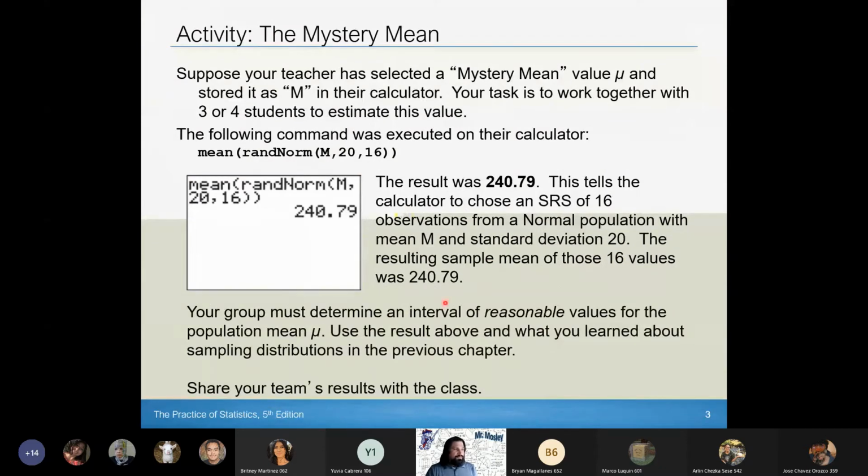Your group would attempt to determine an interval of reasonable values for the population mean mu. So you're not trying to nail it, like this is the value, because we don't have enough information to do that, but we can hopefully determine a range of values that are reasonable to say, well, the mean is probably within this range. Use the result above and what you learned about sampling distributions in the previous chapter.